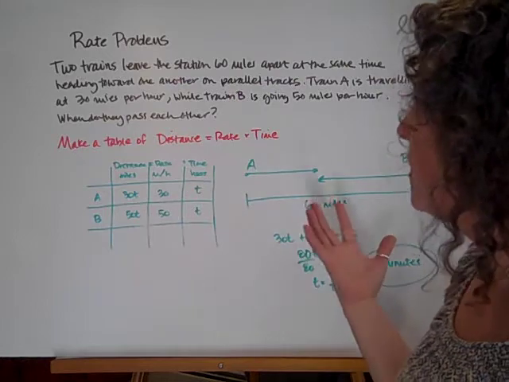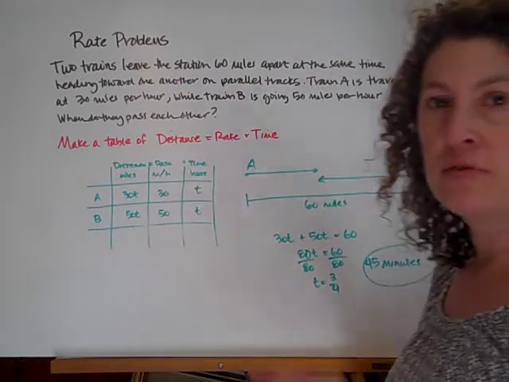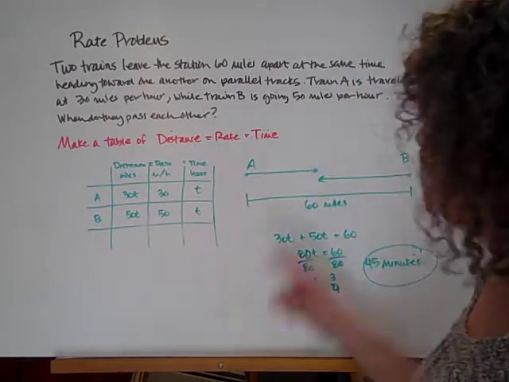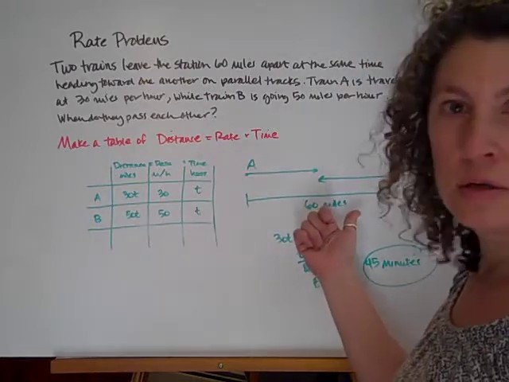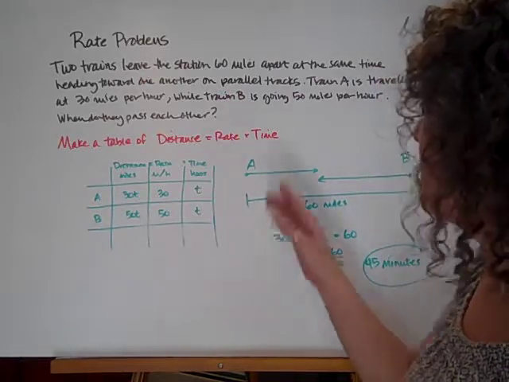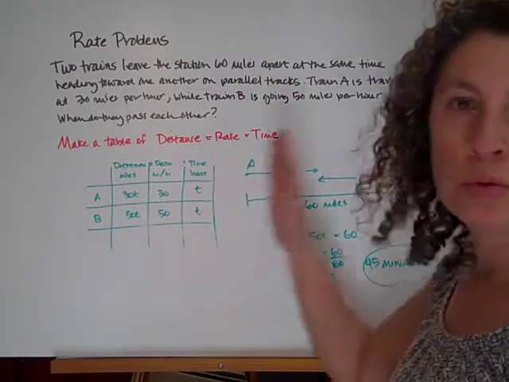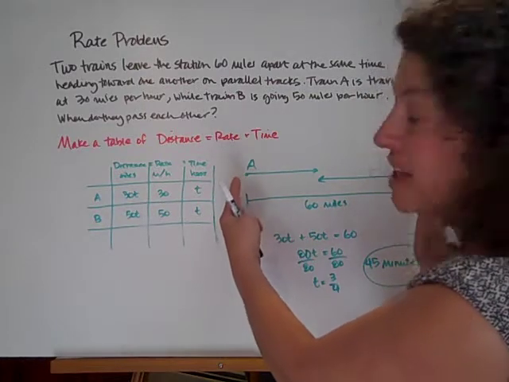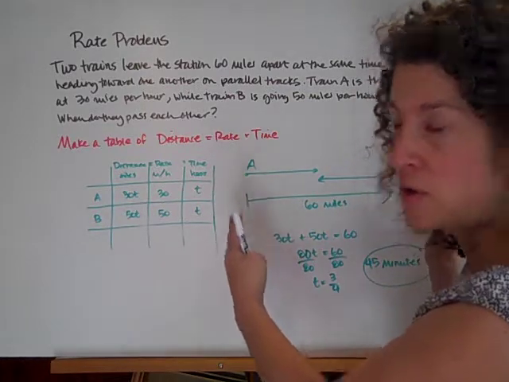So I'm going to think about what's going on with these two trains. Whenever I have a two train problem, I like to draw a picture to see what's going on. So we've got train A, and it's going towards train B. We've got train B, and it's going towards train A. And the distance between the two is 60 miles. So the distance that they both collectively have to cover is 60.